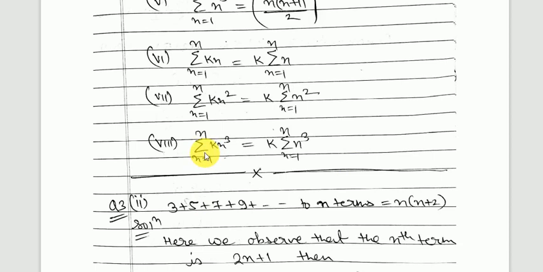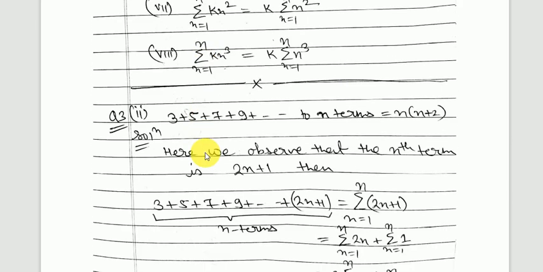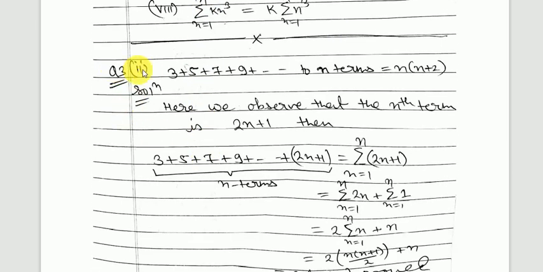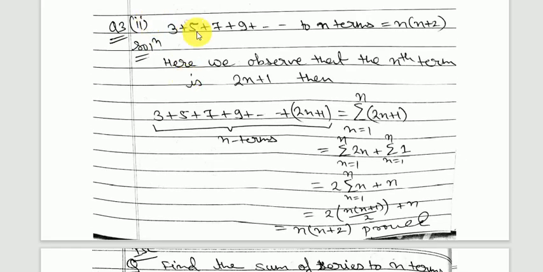Same goes for this. Now let us see question number 3.2. Here we have got a series 3 plus 5 plus 7 plus 9 and so on till n terms, and we have to show that if you add n terms of this series, then the sum will be given by this rule.